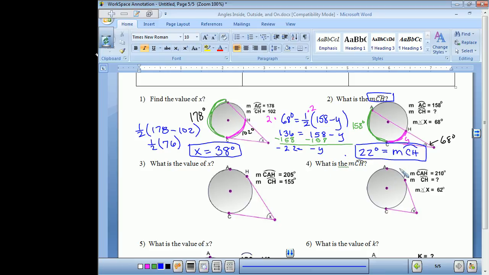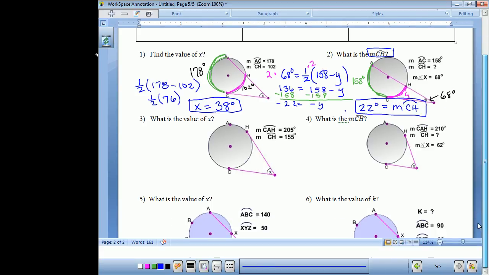Okay, so that's the other kind you could have with this, where they ask you to find one of the arcs instead of the angle. Okay, this one's more straightforward. They give us the big arc and they give us the little arc. So I want you to try number 3, and then I'll help you with number 4.